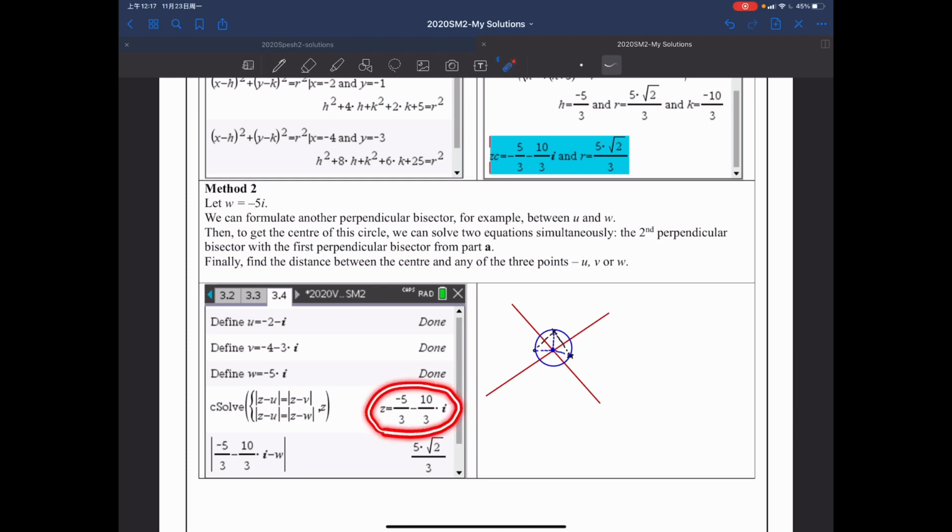Therefore, here is my center for the circle in Cartesian form. And also, you realize the distance between the center to any one of the points on the circle will give you the radius. So I just take the difference between the center and, for example, w. Then I take the magnitude of the difference, which will give us the radius, okay? So here are my solutions to all parts in question 2.